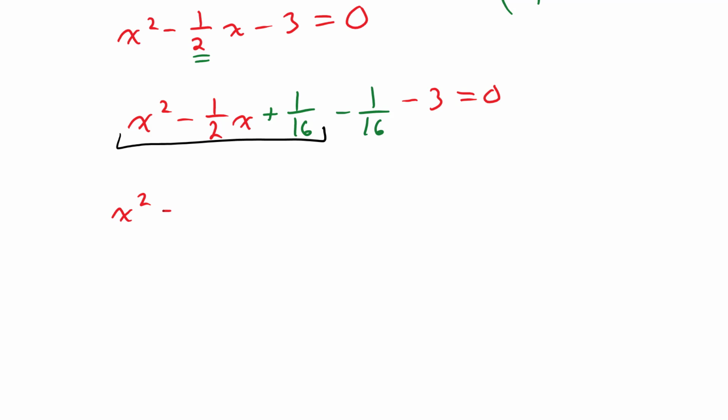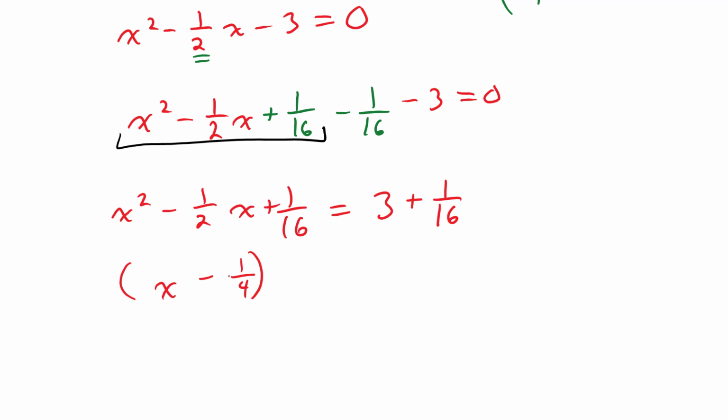Let's keep that here, and let's swing everything else to the other side. Positive 3, positive 16. We'll now factor that perfect square trinomial. X, square root of 1/16 is 1/4. It's going to be negative. Why? It's a negative sign there. Negative 1/4 plus negative 1/4 is negative 1/2.